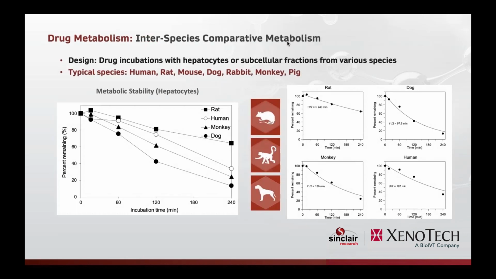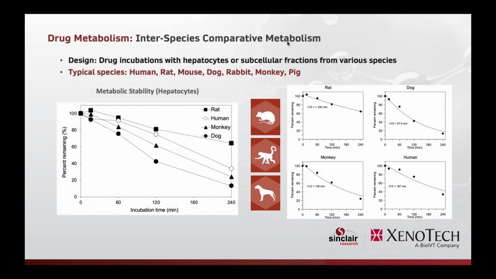Okay, now to get into some of the in vitro drug metabolism studies that are used to assess species comparison and help selection of non-clinical tox species. The first of these is pretty simple, and it is a metabolic stability study. So again, typical species that are used in these study types would be human, rat, mouse, dog, rabbit, monkey, pig.